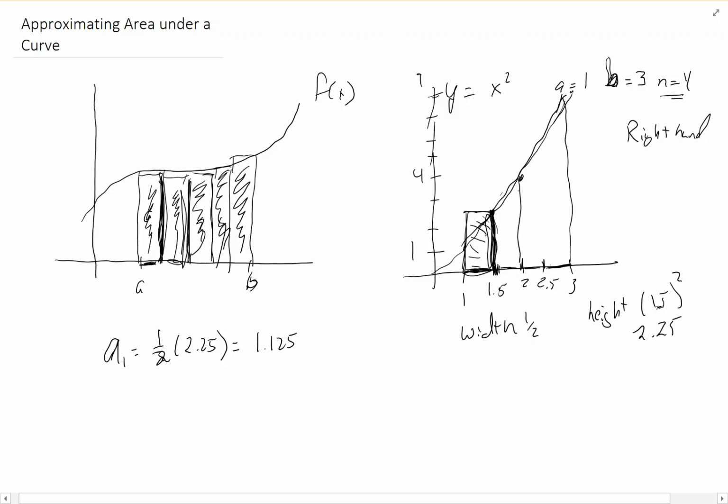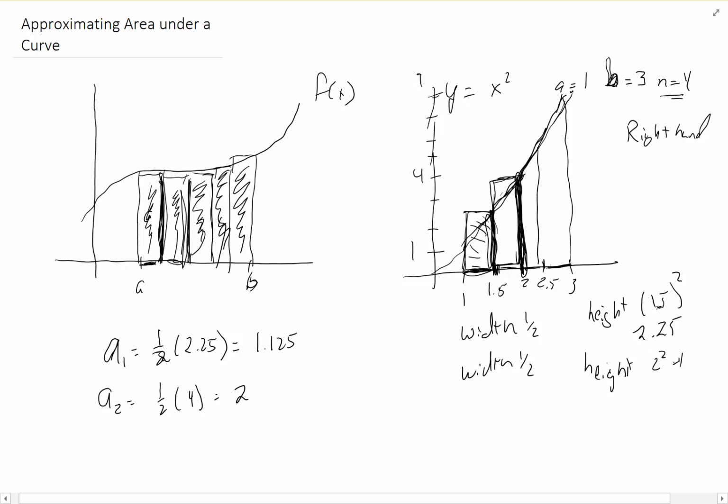Then I go on and make the next rectangle, which is in here. The width is 1/2, and the height matches up on our curve, y equals x squared, and I know that x is equal to 2 on this side of the rectangle. So the height of this rectangle is going to be 2 squared, or 4. Area number 2 is going to have a width of 1/2 and a height of 4, so that would have a total area of 2, since 1/2 times 4 is 2 square units.